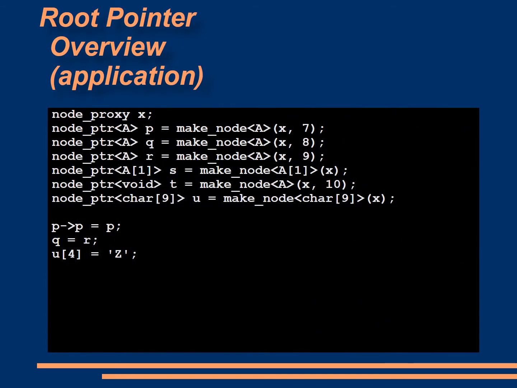Here's an overview of the usage of root pointer in a C++ application. At each scope, we need to add a node proxy, and this node proxy will link all allocations made within that scope. So here we see the node proxy called X, and all the node pointers are being associated with that node proxy. Also here we see that we don't need special classes for array objects, etc.